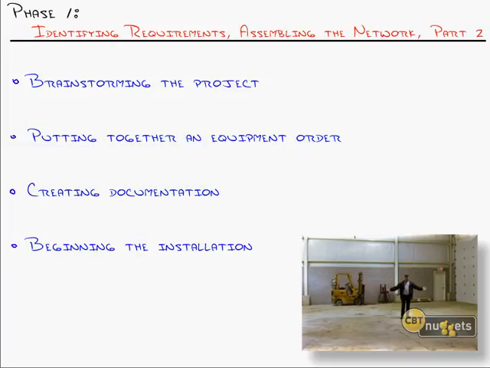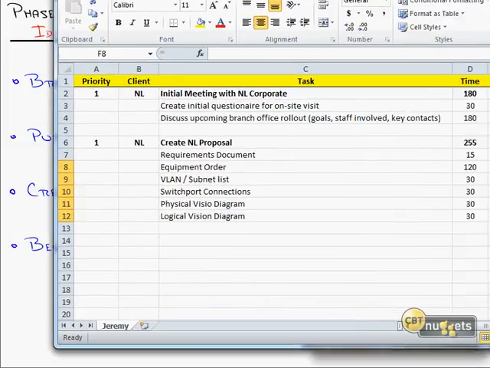So what we're going to do in this nugget is pick up where we left off. Last nugget we left off talking about the requirements document, planning phase 1 of it all. Now let's start off with brainstorming the project, and I'm going to camp out on this slide and use it as my theme as I go through.